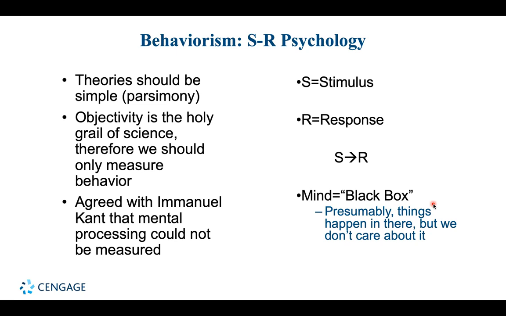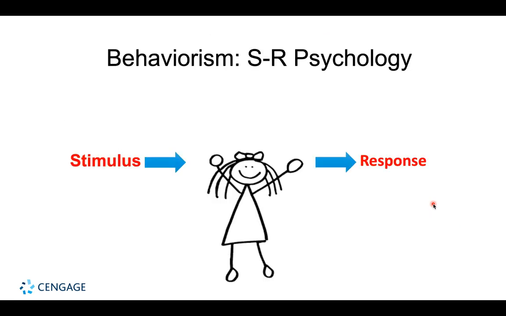We have no flashlights. We can't see anything in the box. So if we're going to be serious about being a science, then we shouldn't be trying to measure the box. Just ignore the box. The box is there. Some things happen in the box, and then we measure the response. But we're not going to try and make assumptions about the box.